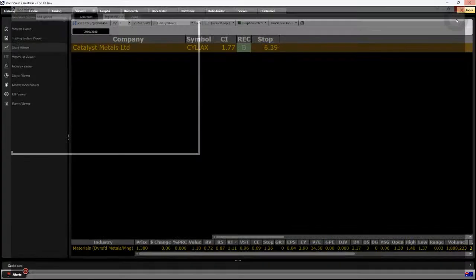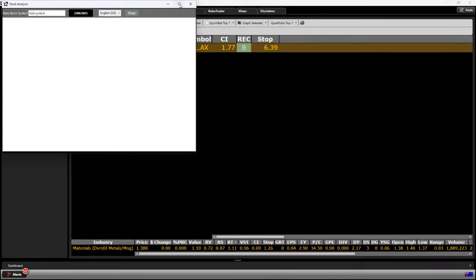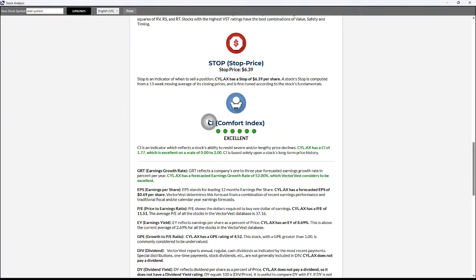If you're wondering what I did there, I just right click on any stock in VectorVest, view full stock analysis report, very useful. And then I scroll down to where it notes the Comfort Index. The Comfort Index is an indicator which reflects a stock's ability to resist severe and or lengthy price declines. Now in this case, CYL has a CI of 1.77, which is excellent on a scale of 0 to 2. CI is based solely upon a stock's long-term price history. So it's just looking at the trend of that stock.